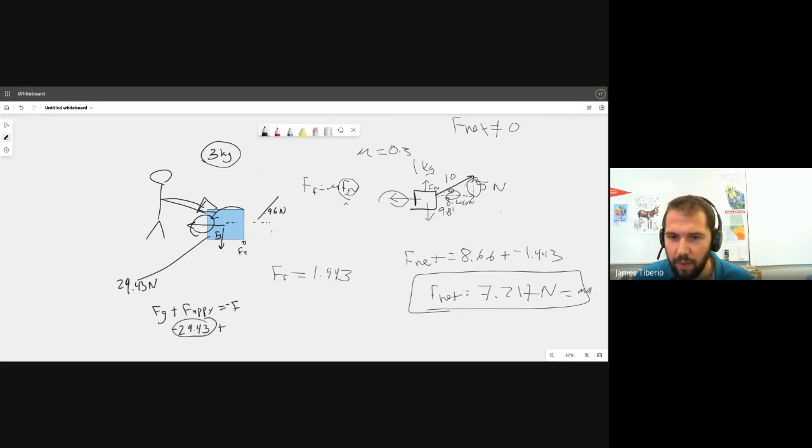And so finding the acceleration would be F net equals mass times acceleration. So just divide that by mass, and the mass is 1. So that would be your acceleration: 7.217 meters per second squared.